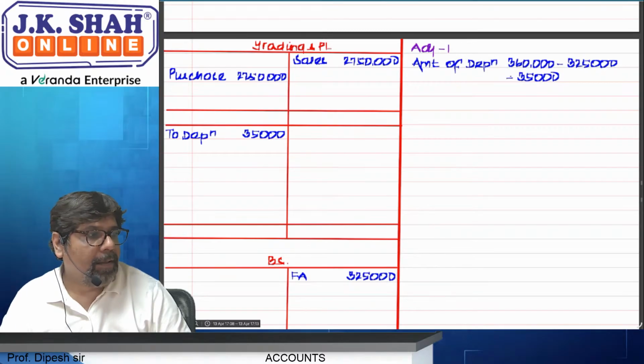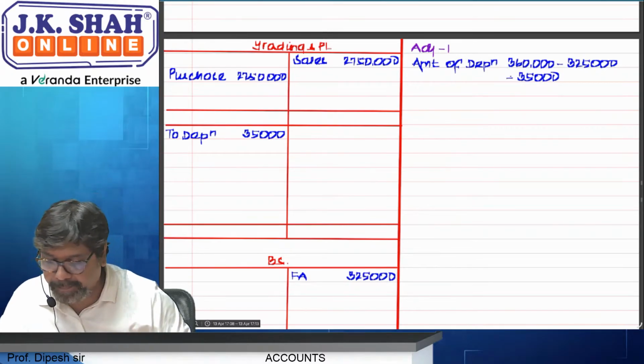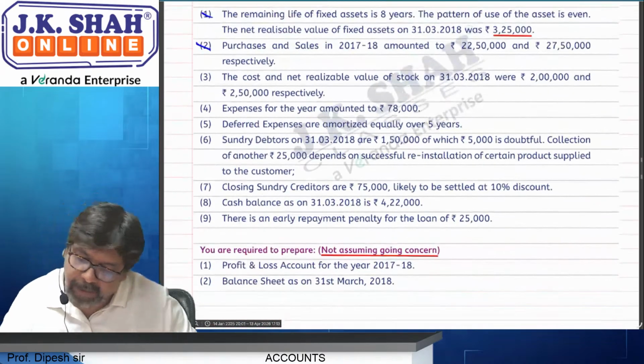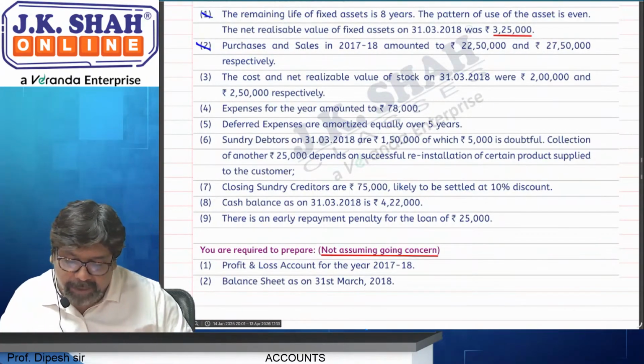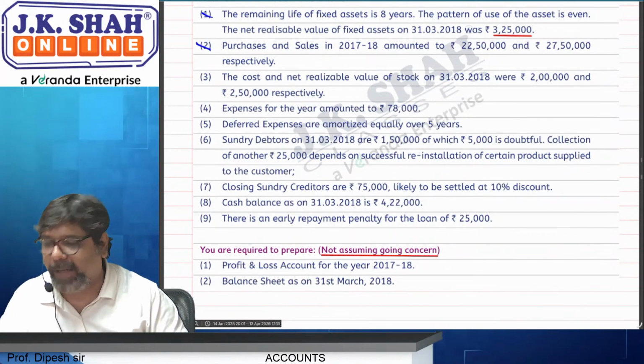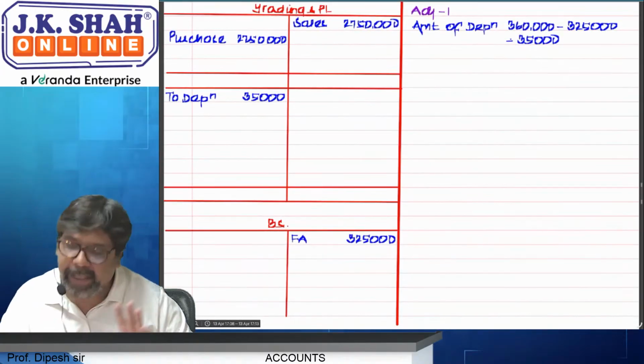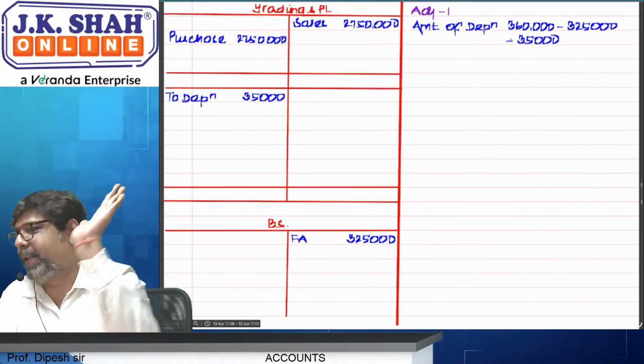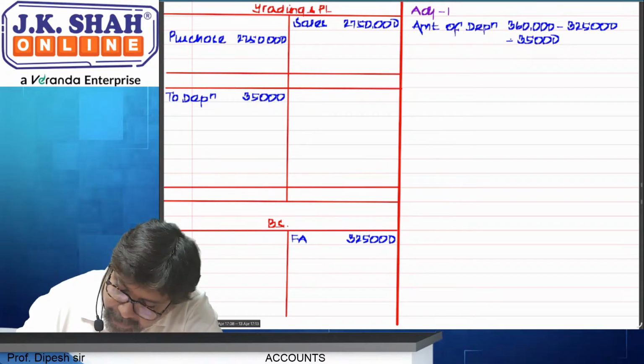Thereafter, the cost and the net realizable value of the stock is 2 lakh and 2 lakh 50. We'll write which value? Net realizable value. We'll go for lower or net realizable value? Net realizable value. Why? Because going concern illa. Closing stock.